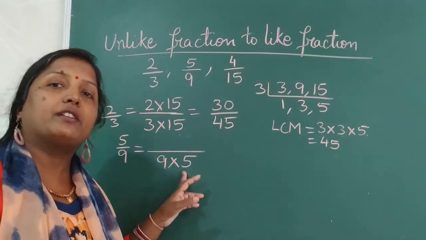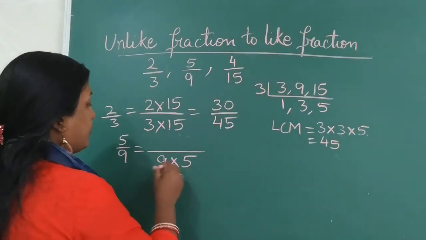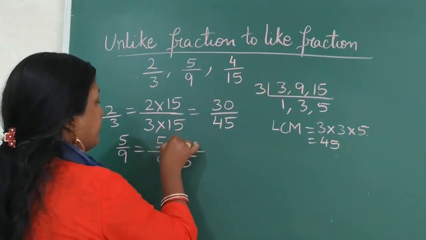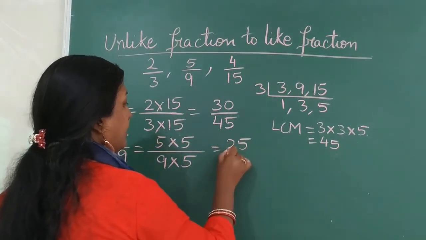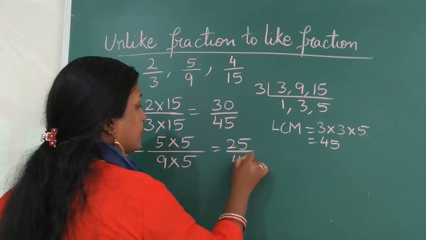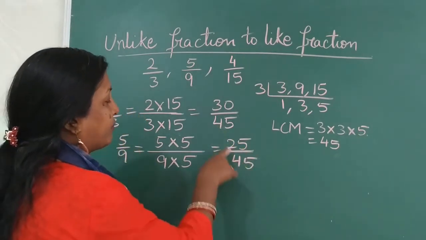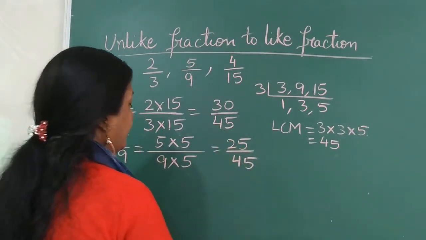And you know 9 5s is 45. So 9 5s are 45. Multiply the same number to the numerator. 5 5s you get 25. 9 5s you get 45. So children, you see we are going on getting like fractions. The denominators are same here.